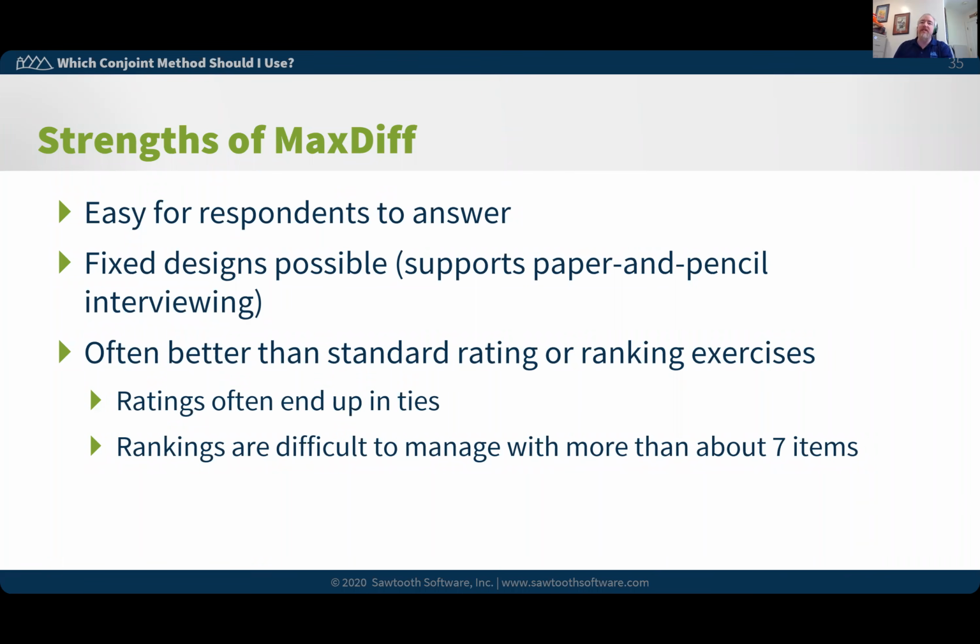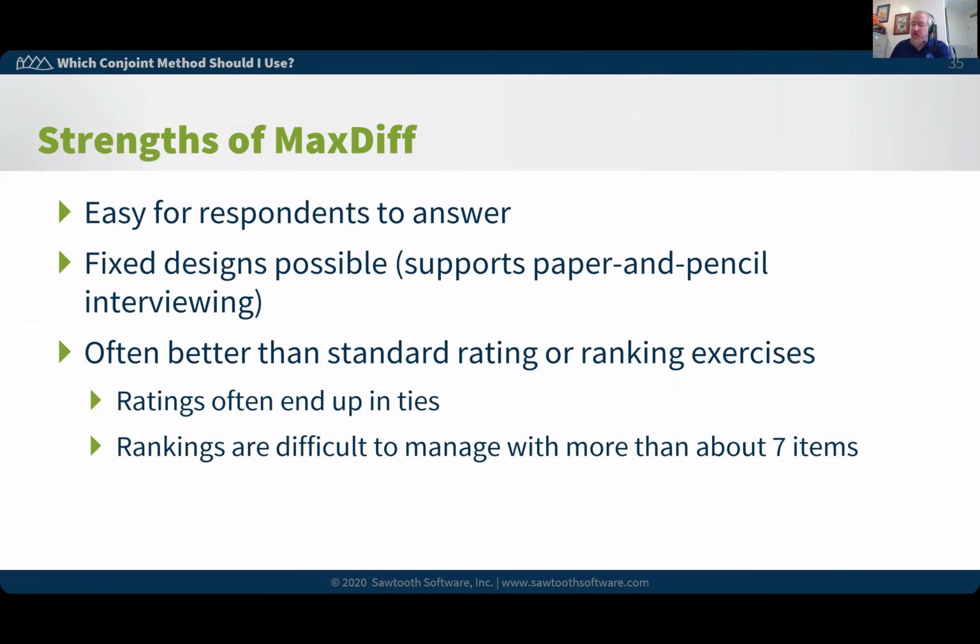We find that this is easy for respondents to answer. It's much easier for them to do this than it is for them to do a rating scale of 40 items or trying to rank 40 items. You can do fixed design, so it's pretty easy to put together a simple design and then use that for each of your respondents. Typically, it's better than standard rating or ranking exercises.